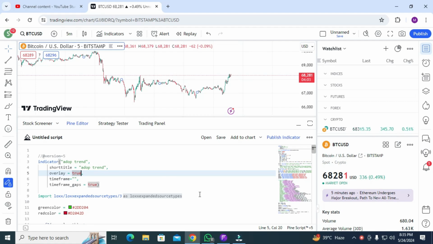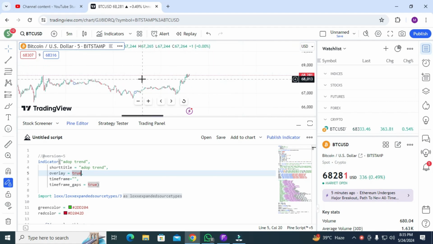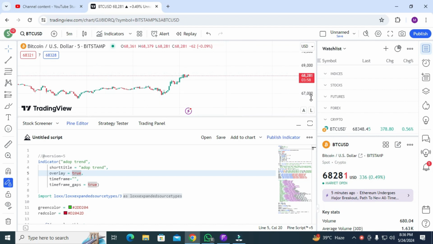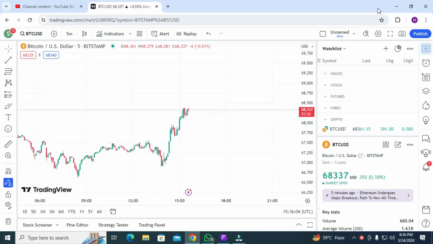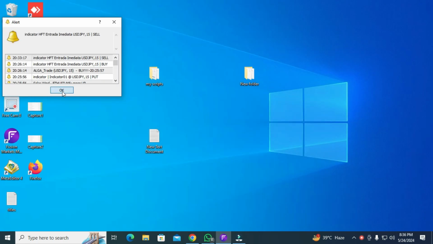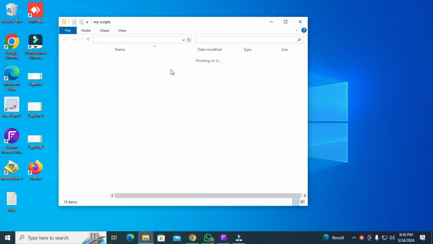Hopefully you are fine. In this video I'm going to show you an amazing indicator, so you will love it. First of all, we need to add one indicator. So let's go to the Pine editor. Here you can see these are all my scripts.